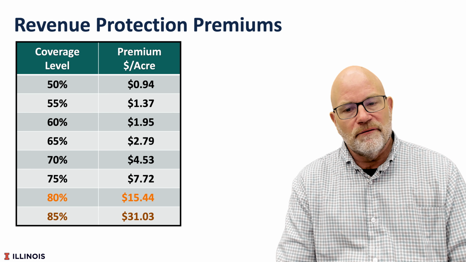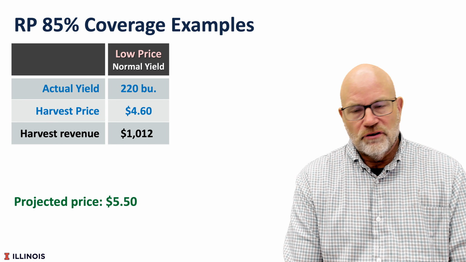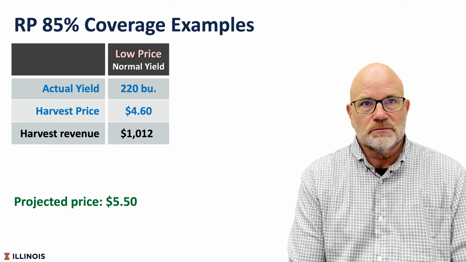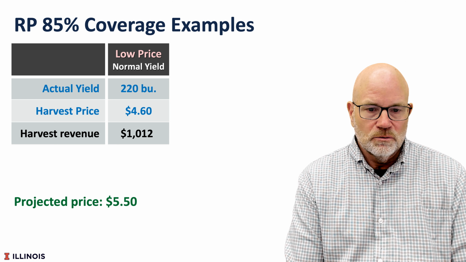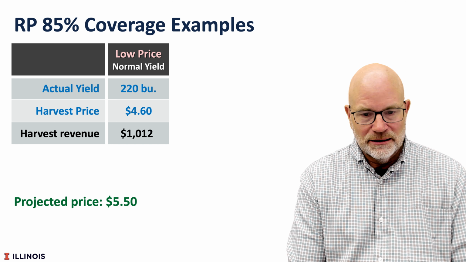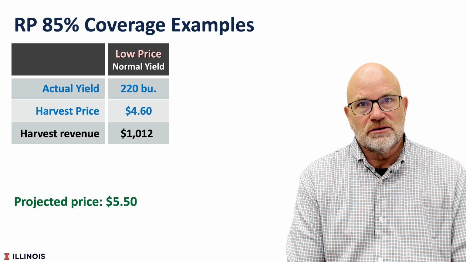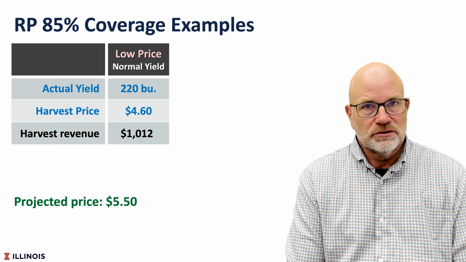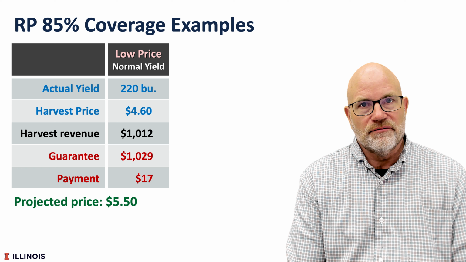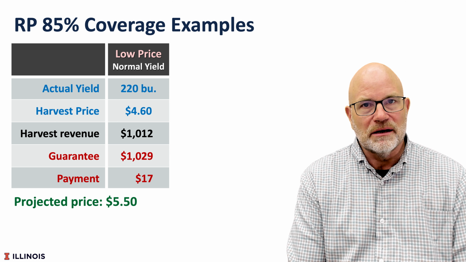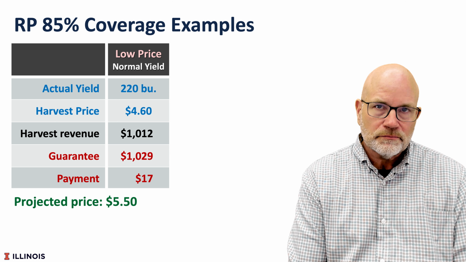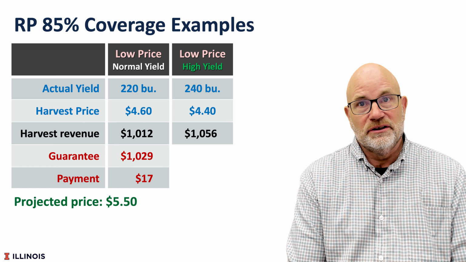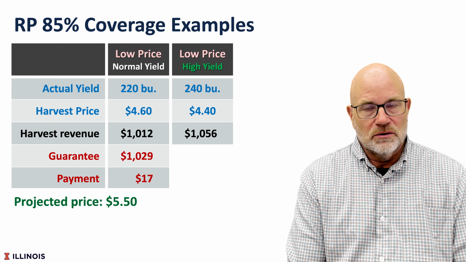Let's go through a couple of examples of payments. First, let's have the yield stay the same, 220 bushels per acre, but our harvest price, which again is the October price of those settlement prices, turns out to be $4.60. Our harvest revenue then is $1,012, which is below our guarantee of $1,029, so we get a payment of $17 per acre.